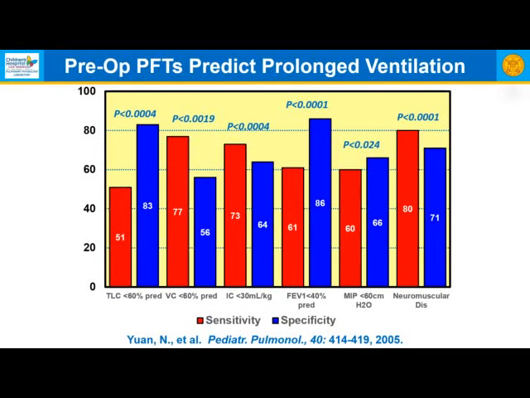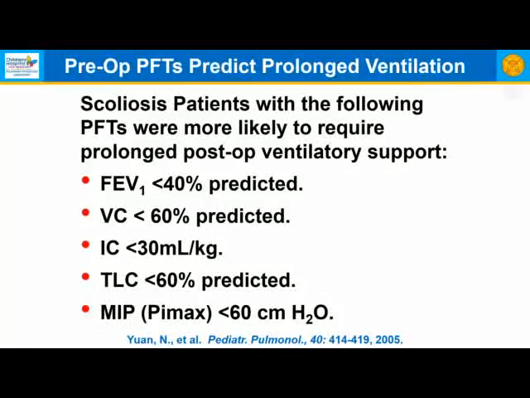Similarly, if we look at sensitivity and specificity of these tests, total lung capacity was not particularly sensitive in terms of predicting, but reasonably specific. Vital capacity was more sensitive, not as specific. Inspiratory capacity also relatively sensitive. FEV1 plus or minus sensitive, but was specific. MIP kind of plus or minus in either direction. Neuromuscular disease as a diagnosis again was quite sensitive and specific. So that shows a little bit about the ability of pulmonary function tests to help.